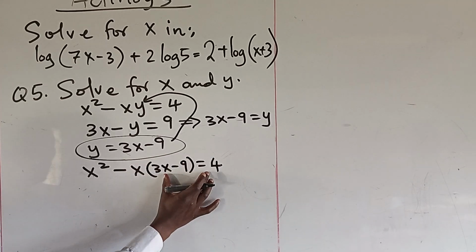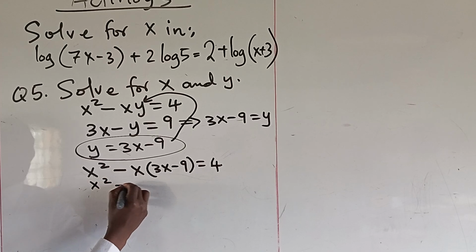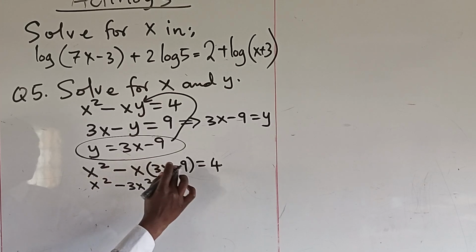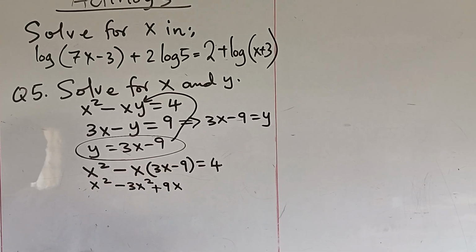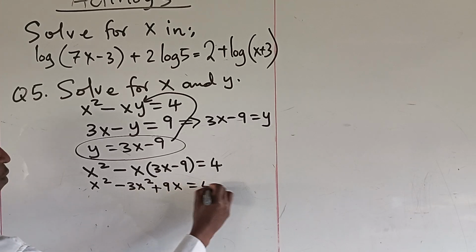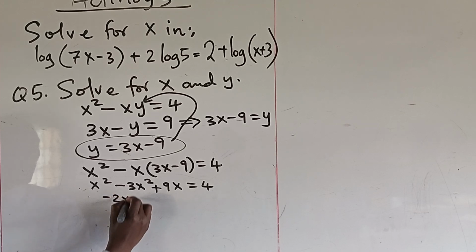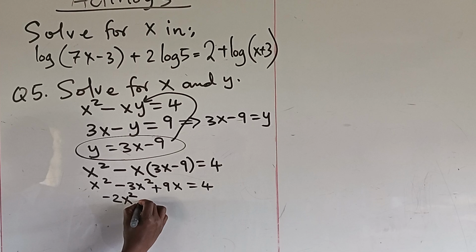So we open the brackets at this point, and we shall get x squared minus 3x squared. Negative x multiplied by negative 9 is plus 9x, and that should be equal to 4. Putting like terms together, 1x squared minus 3x squared gives you negative 2x squared. Then we have plus 9x.